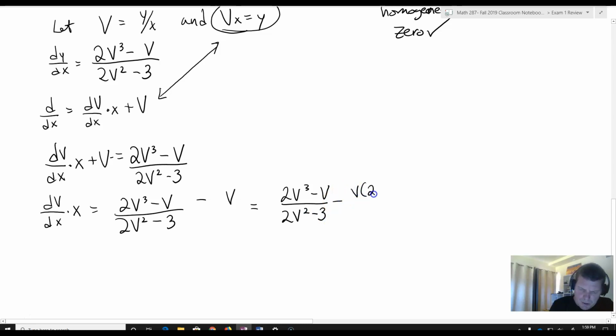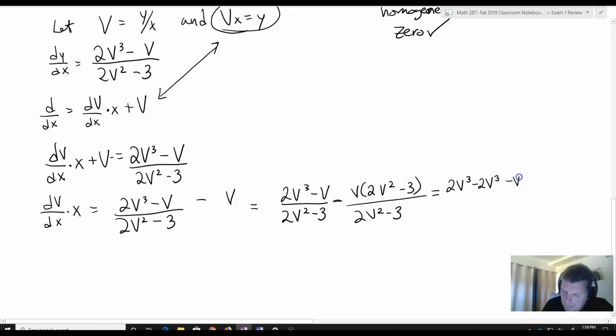minus v times 2v squared minus 3 all over 2v squared minus 3, which equals 2v cubed minus 2v cubed. I'm just switching things around right now. Minus v plus 3v all over 2v squared minus 3. Okay? Which equals now 2v over 2v squared minus 3.